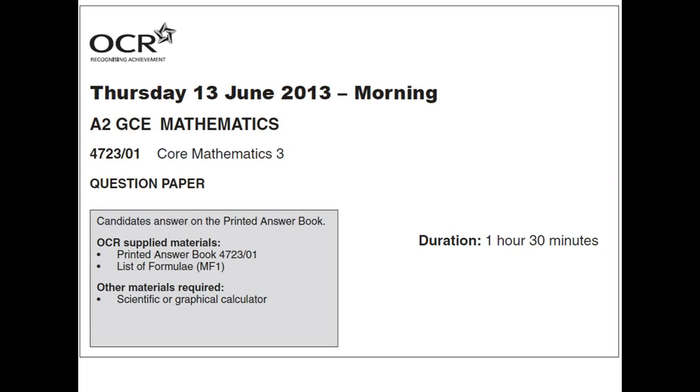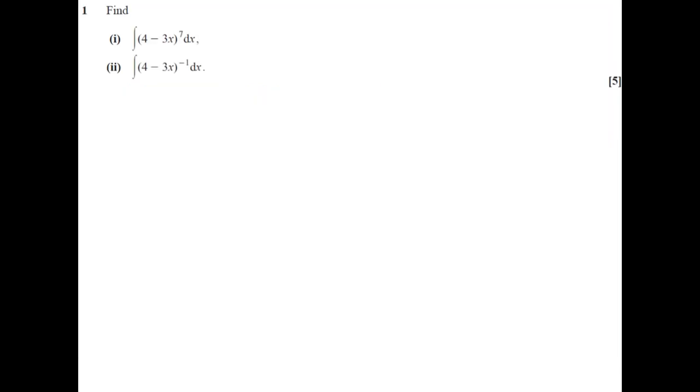We're looking at the OCR June 2013 paper. What I'm going to do is just work through it as if I'm doing the exam. Not done this one yet, so it's going to be a bit of a challenge. I've got my green formula book in one hand and a calculator in my other hand. So let's get on with it.